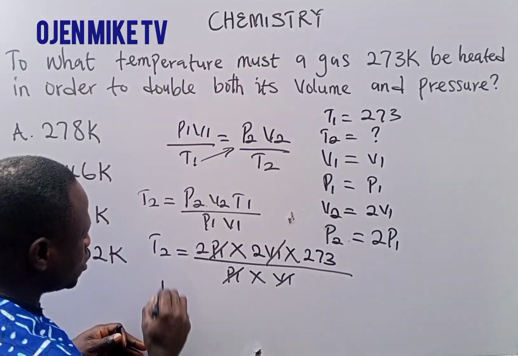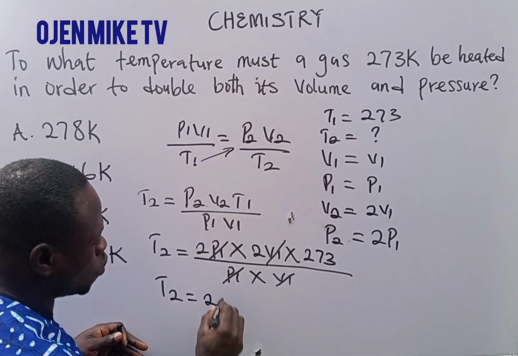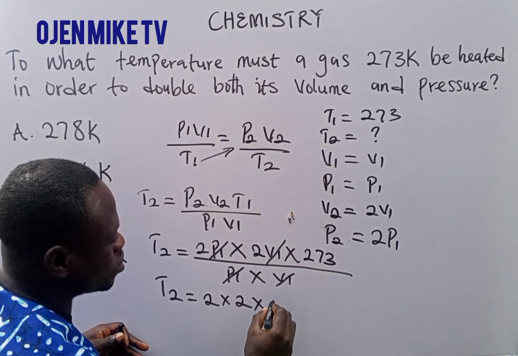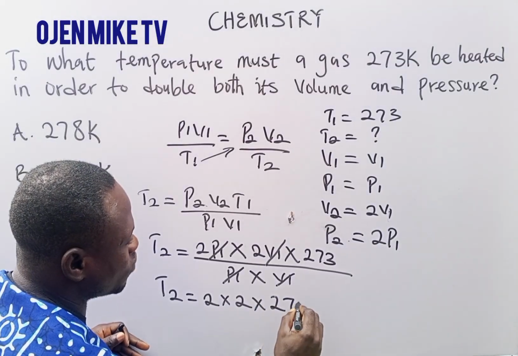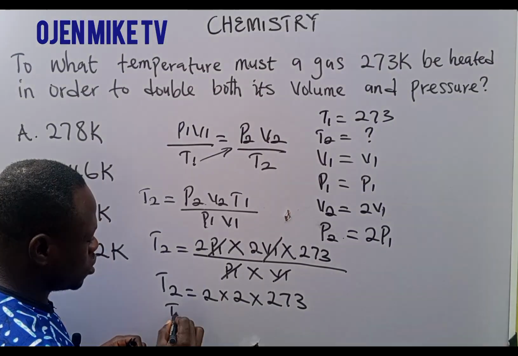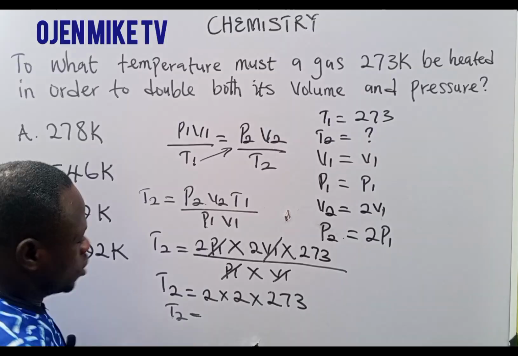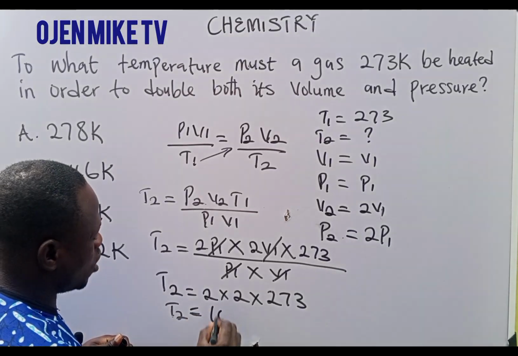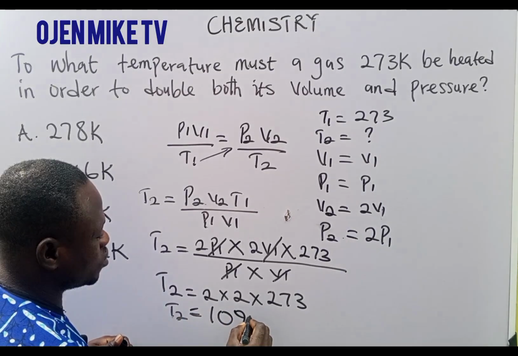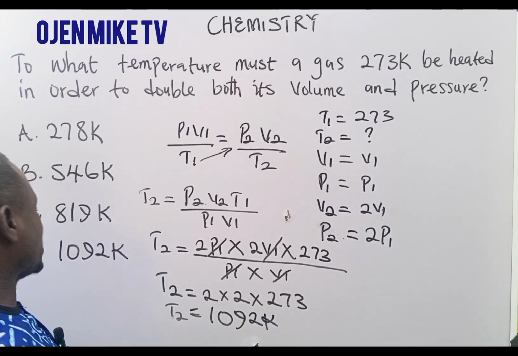So what is left? T2 will be equal to 2 times 2 times 273. So T2 will give you 1092 K.